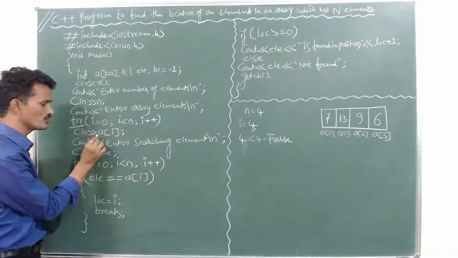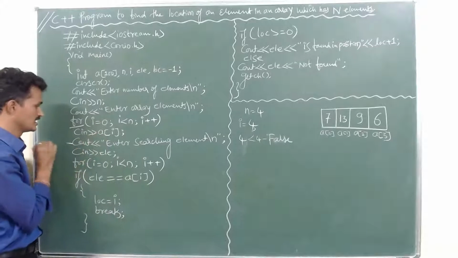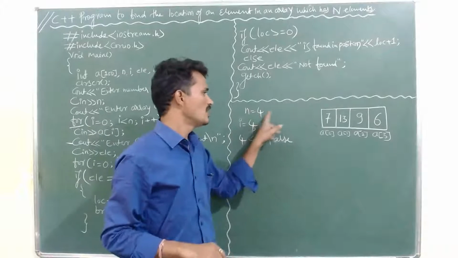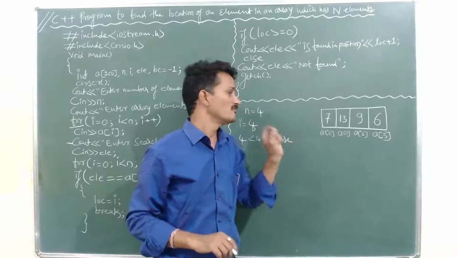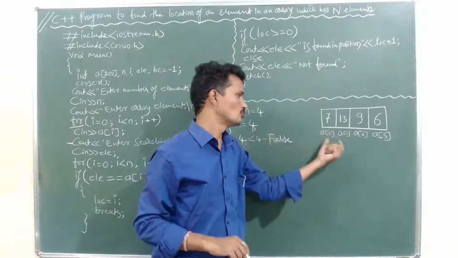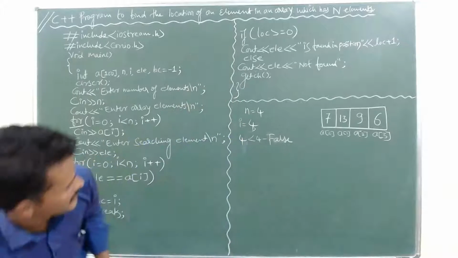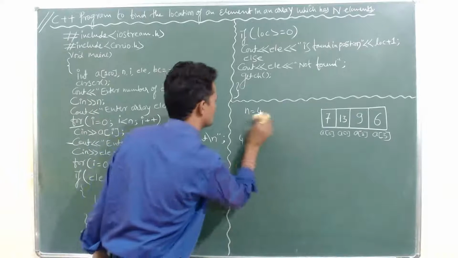Condition false means we won't execute this statement, it comes here. The next is the cout statement. Look here, the value of n is 4 and we have stored how many elements? We have stored 4 elements. Those 4 elements are stored in consecutive memory locations. Okay, fine. Next.